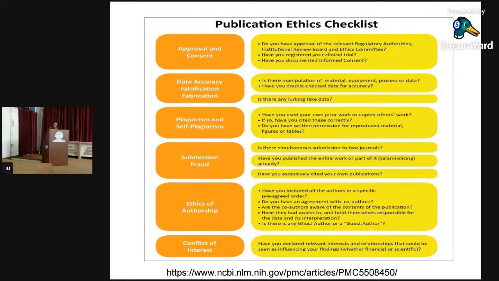Then the fourth point is submission fraud. So what is submission fraud? Now you have written the paper, you have compiled your paper, put the right set of statistical parameters. Now you are ready for submission. You'll be submitting it to some journal, right? So what kind of fraud constitutes submission fraud? If you are simultaneously submitting the same piece of work to two different journals.